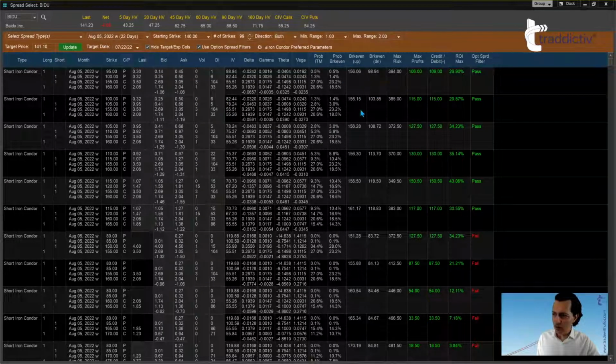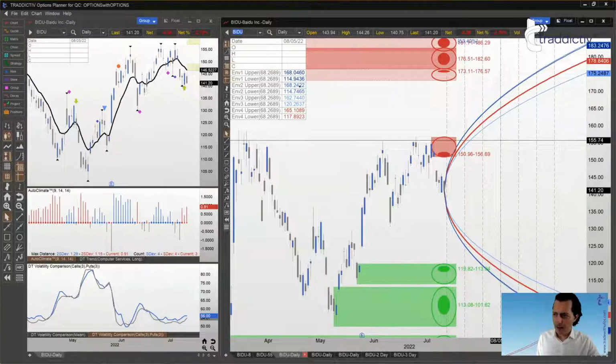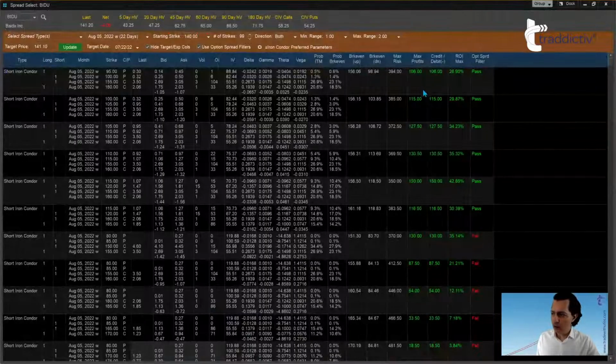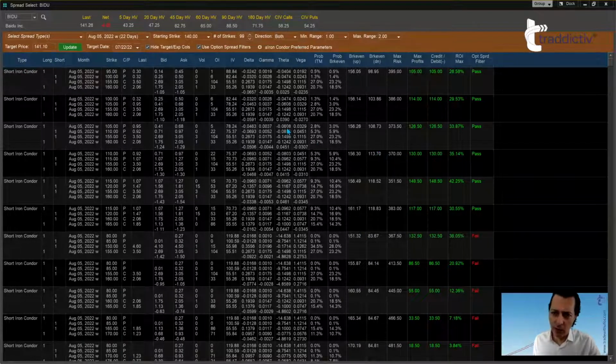The highest it goes is 156, 161, maybe 161. Let's say August 5. August 5 is here, and it's 168. The most we got is 161. Everything else now falls under fail. So we are not going to go for it. Baidu is not going to be a valid candidate.